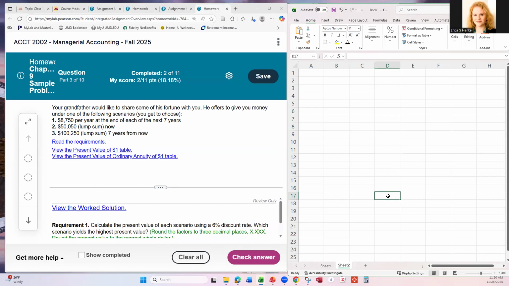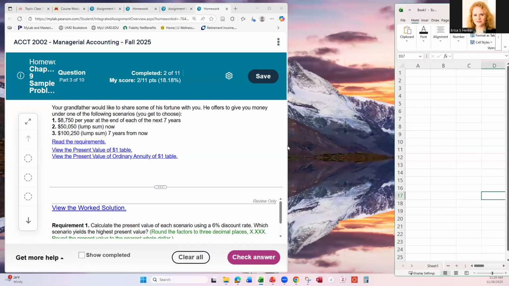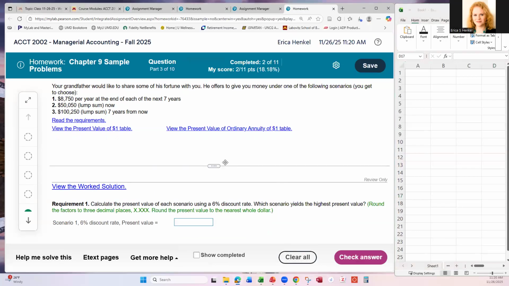So how would we go about figuring out which of these is the most valuable overall? Well, what we want to do is calculate the present value of each of these scenarios to figure out what it's worth in today's dollars. And then from a financial decision-making standpoint, we would choose the one that is worth the highest dollar amount, okay? So let's go ahead and look at this. They've given us our 2 tables here. I'm going to make this Excel one a little narrower, and this one wider so I can pull up my table more easily.